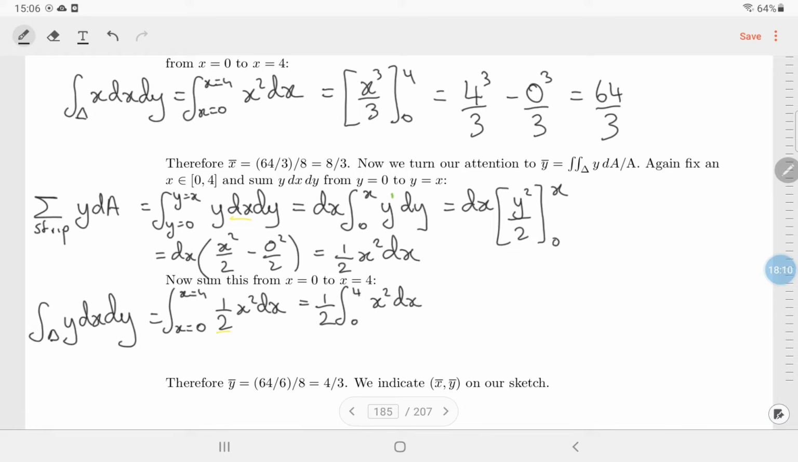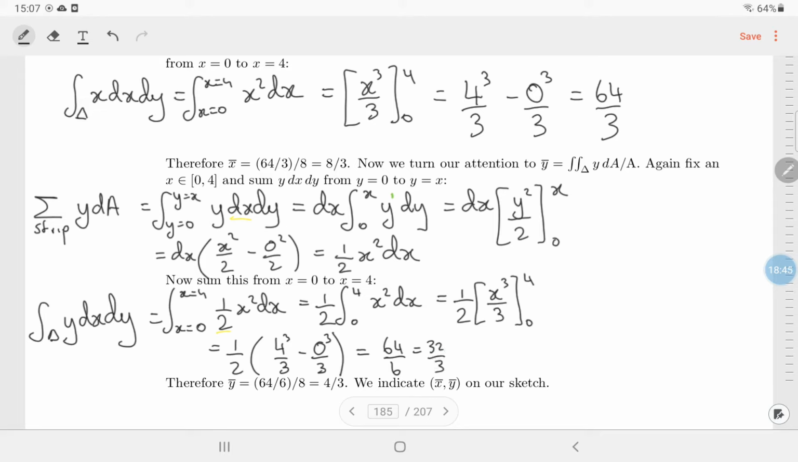So as usual, add 1 to the power, divide by the new power. So instead of x squared, the antiderivative is x cubed over 3. Top limit minus bottom limit. So we get a half times the top limit, x equal to 4, cubed over 3, minus the bottom limit, 0 cubed over 3. And bang that into the calculator or whatever, you get 64 over 6, which is equal to 32 over 3.